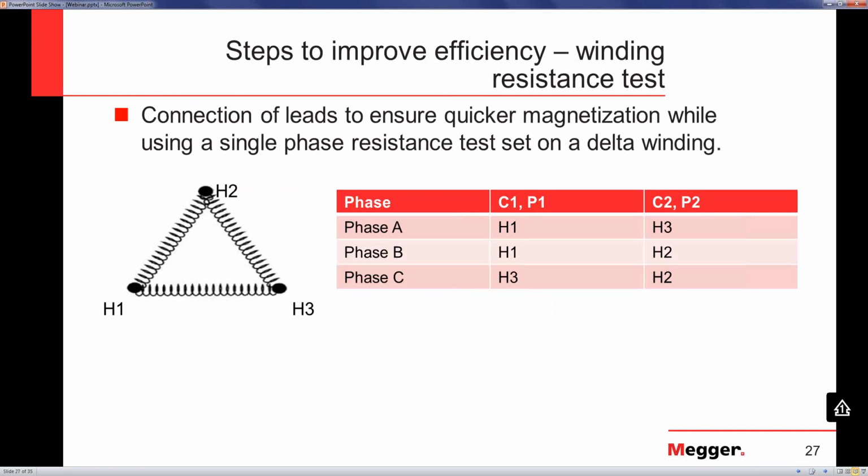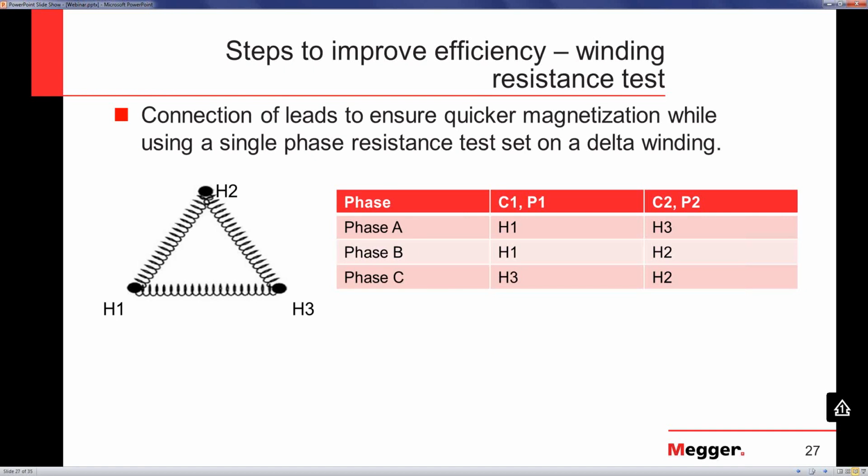One way of reducing time by a little bit is connection of leads to ensure quicker magnetization. And this method comes into play when you're using a single phase resistance test set. So you need to take advantage of the direction in which the core is magnetized. If you do the test on phase A first, you do the test from H1 to H3, and here we are looking at a D1 transformer. So the A phase is between H1 and H3.